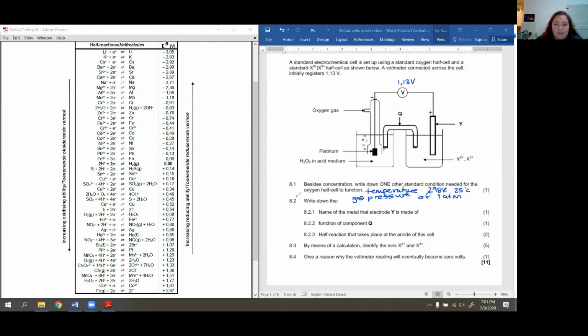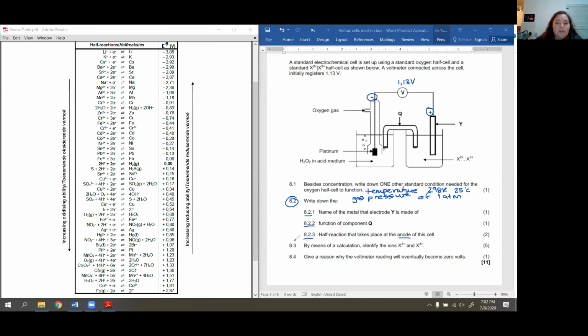Now comes our challenge. I'm going to ask you to give the name of the metal that electrode Y is made of, the functioning of component Q. So what is the function of component Q? Only 1 mark. It's got many functions, only give 1. The half reaction that takes place in the anode. Please note there's a negative and a positive. They had told us which way around they go.